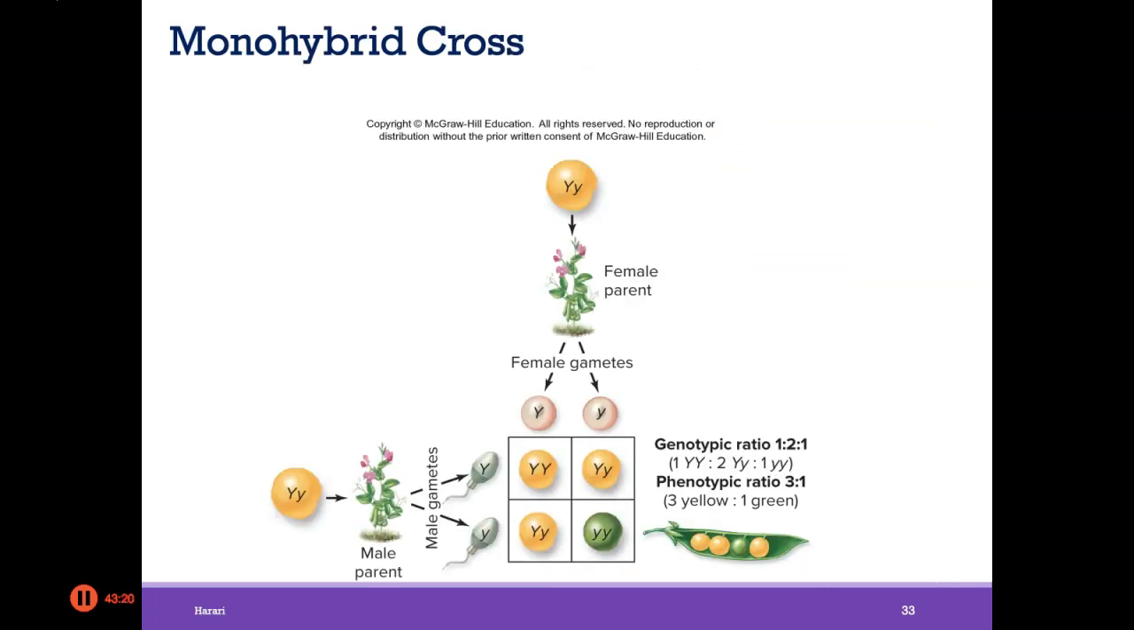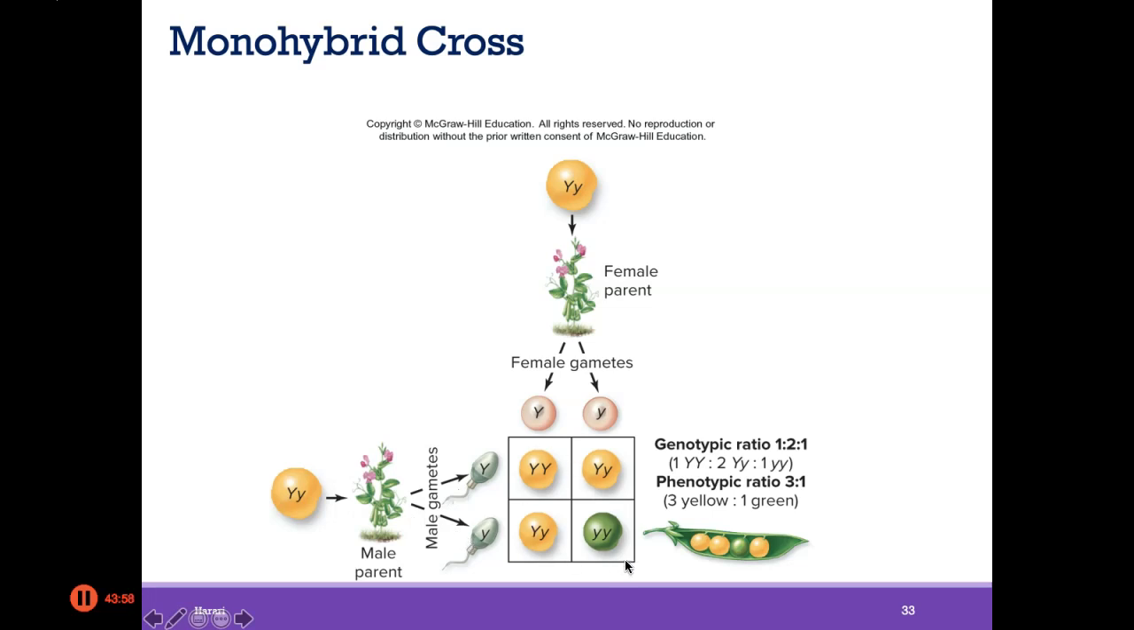Just to review with another example from the book, suppose we do another monohybrid cross between two hybrid yellow seed plants. So we have two yellow pea plants that are both hybrid, meaning that they are heterozygous. They have one big Y and one little y. And when we cross these, this female parent has two possible gametes. It can either make a big Y egg or a little y egg. This male parent has two possible gametes. It can make a big Y sperm or a little y sperm.